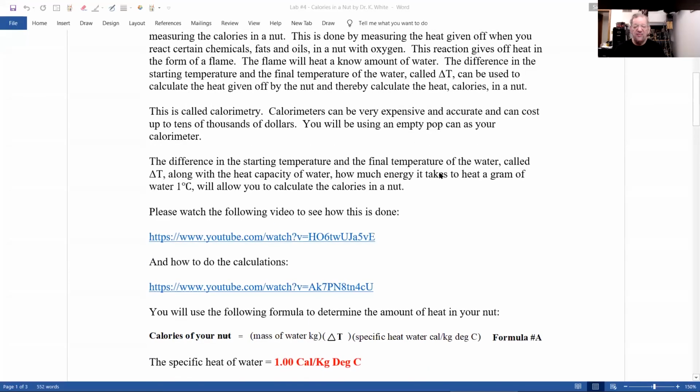And the difference is delta T along with the heat capacity of water. This is a constant that's calculated that you can find in the literature on the internet. And that tells you how much energy to heat a gram of water. And from that, you can calculate the calories in a nut.